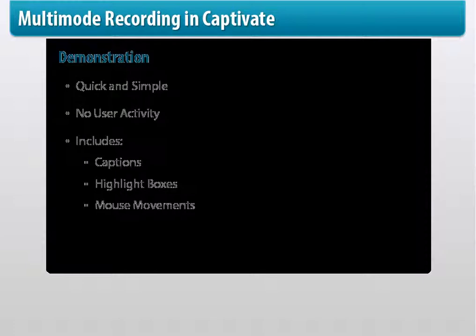A demonstration is ideal if you want to show a quick software concept to someone, but you don't expect the person to follow along and actually perform the steps being demonstrated. Demonstration mode automatically includes text captions, highlight boxes, and mouse movements.